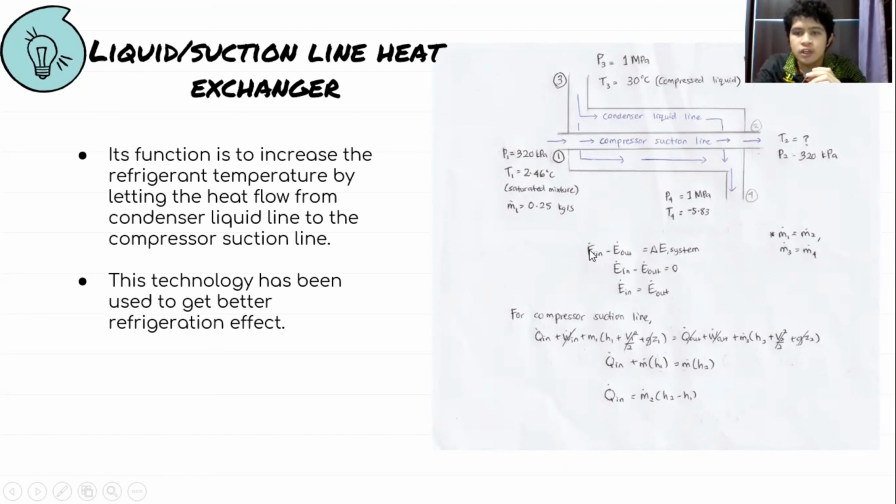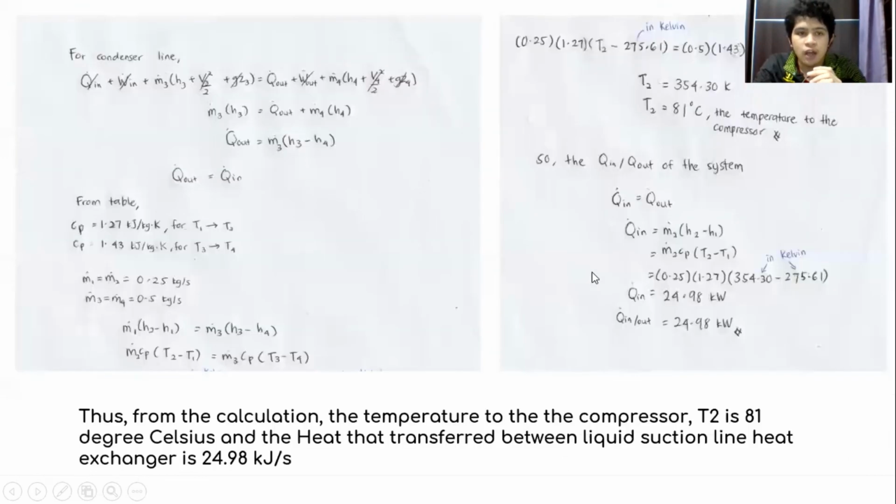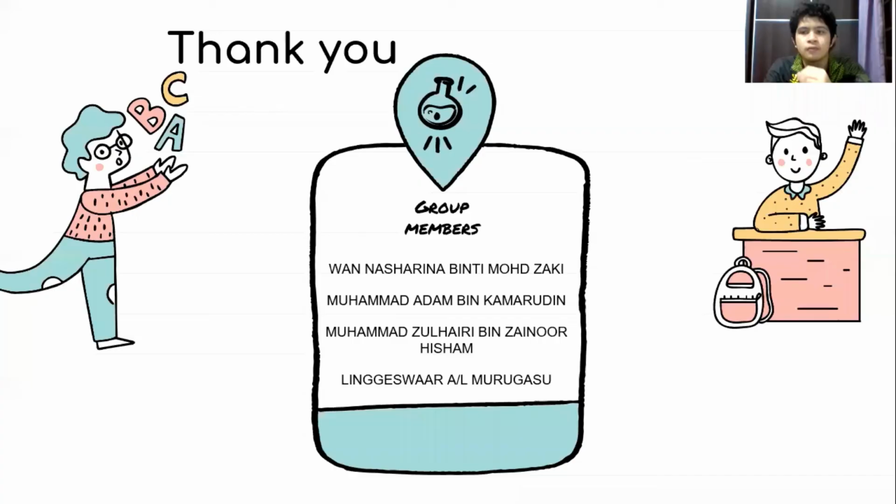Then we use the energy balance equation and we can equalize the Q in and out between them, and we get the Q in and out as 24.984 kilowatts, and the T2, which is into the condenser, temperature is 81 degrees Celsius.